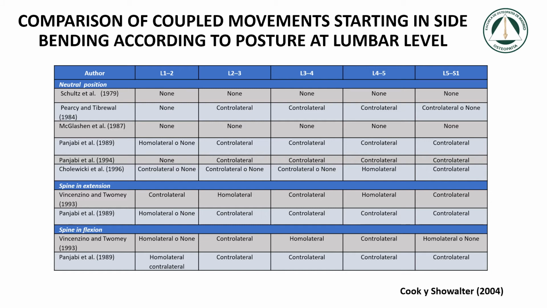The L5-S1 segment was unique, since the direction of the coupled rotation was always in the same direction as the direction of side bending, independent of the flexion-extension position of the lumbar spine.